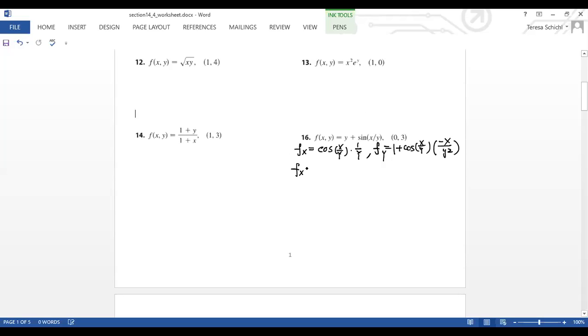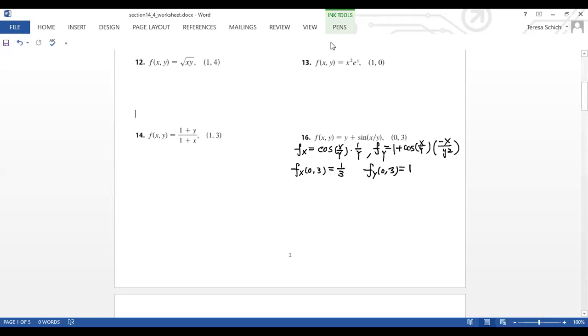Plug in our point, x equal to 0, y equal to 3, and you will get 1/3 here for f_x. The same way for f_y, you plug in (0, 3), and since x equals 0, you will get 1 here.